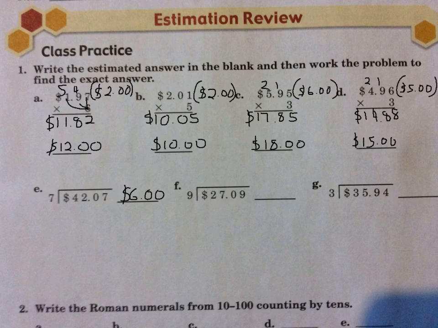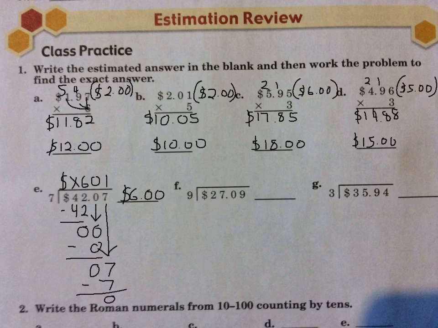Now let's find the exact answer. 7 does not go into 4. I'm going to bring my dollar sign up. 7 does go into 42 6 times. 6 times 7 is 42. Subtract, we get 0. Bring down a 0. 7 does not go into 0, so I'll put a 0 there. 7 times 0 is 0. Subtract. Get 0 again, now we need to bring down our 7. 7 goes into 7 one time. 7 times 1 is 7. Subtract, and we get 0. Go ahead and take your decimal point and bring it straight up. And so we have $6.01.